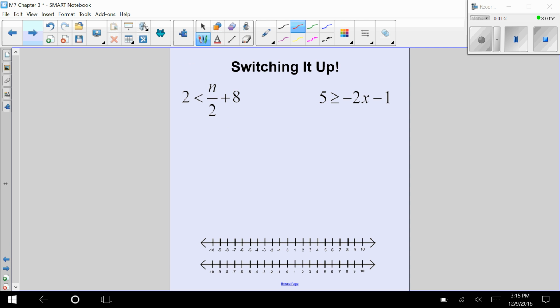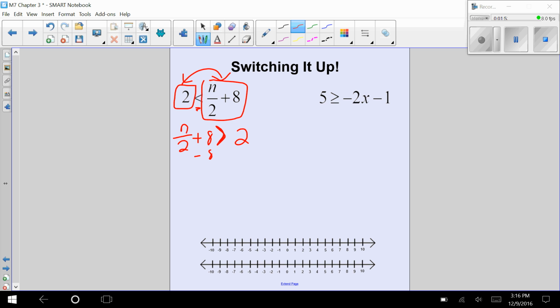So now we're going to switch it up a little. 2 is less than n over 2 plus 8. Now our variable's on the other side. Quite simply, all we have to do, we're going to take this, and we're going to flip them. But when we do that, we also have to flip our inequality symbol. So I take n over 2 plus 8, and then a 2 over here now. My inequality symbol is supposed to eat towards the n over 2, so it's got to flip over here like this. Now I'm going to solve as usual.